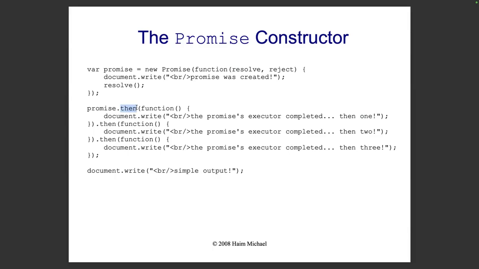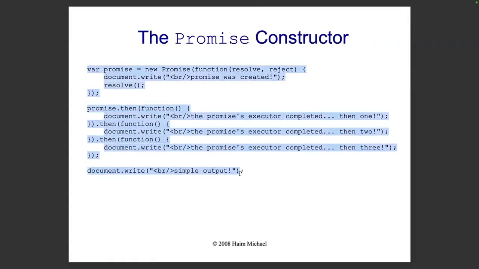Now, then itself also returns a promise object. So we can invoke then again and again, each time on another promise object. Whenever then is invoked, it returns a promise object on which we can call the then function one more time. So this is exactly what happens over here.